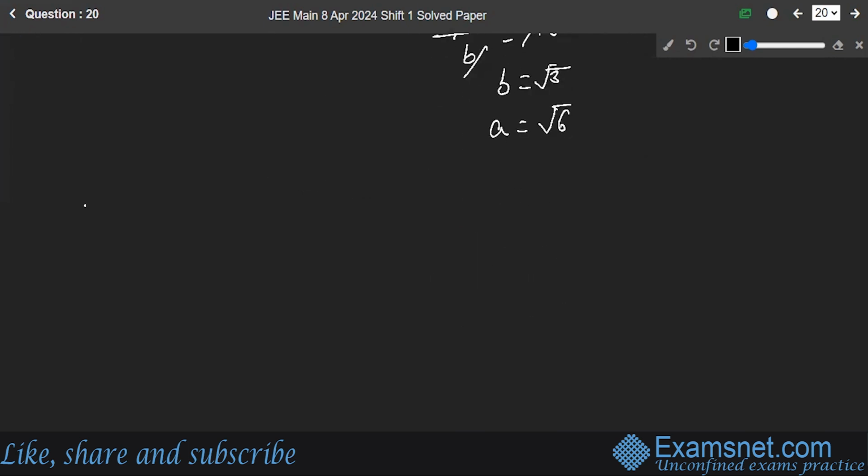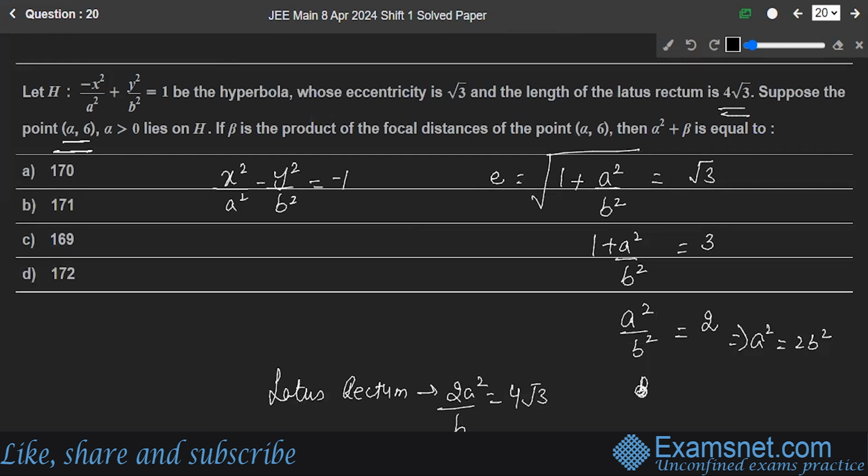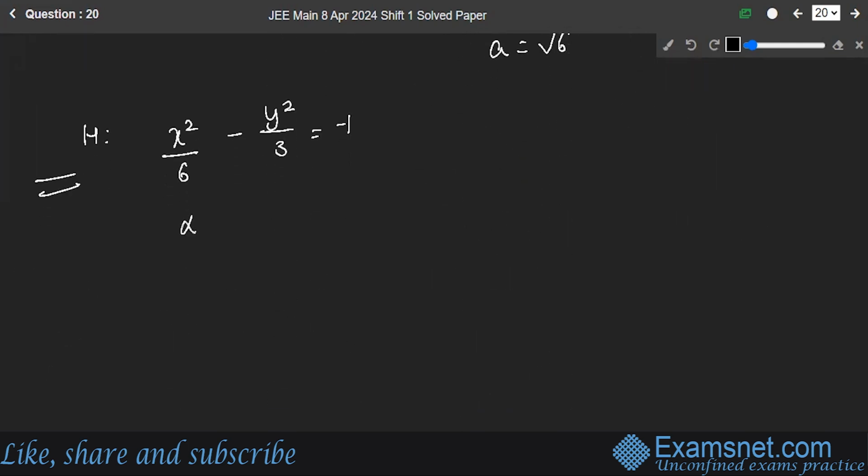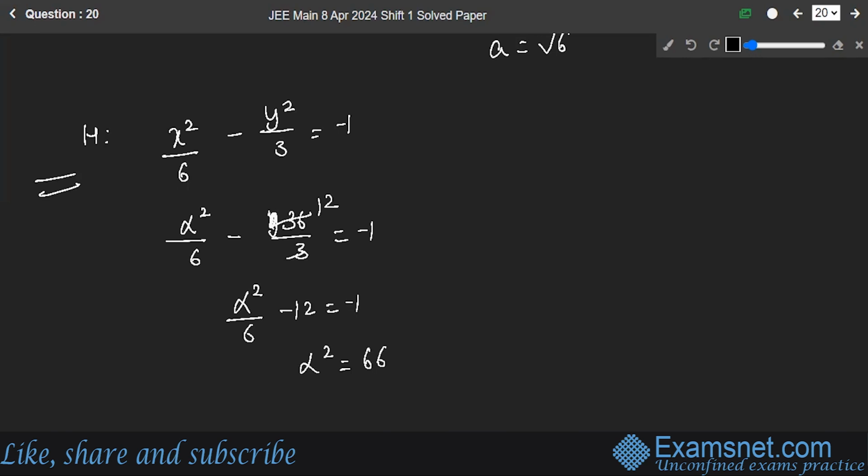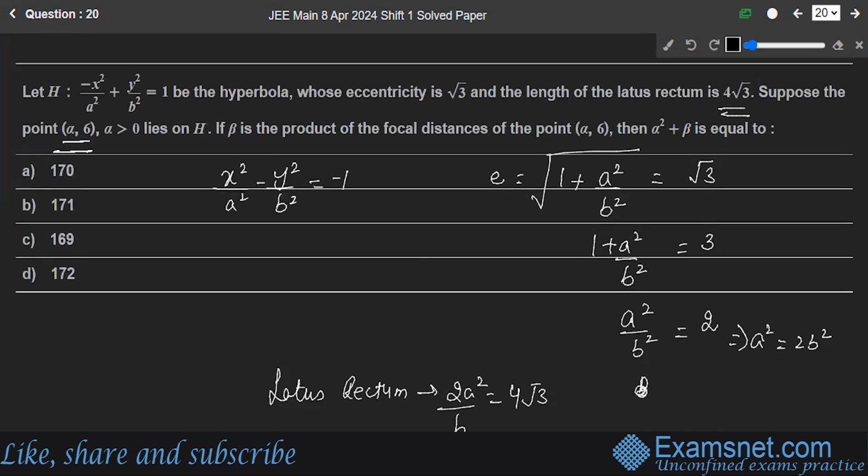Now we have the hyperbola equation. Again, this is x square by 6 minus y square by 3 is equal to minus 1. Now you're given that this point lies on the hyperbola, alpha comma 6. So this makes it alpha square upon 6 minus 36 upon 3 is equal to minus 1, or you have alpha square minus 72 is equal to minus 6. Alpha square is equal to 66. Okay, what we have to find out is beta, the product of the focal distances of the point.